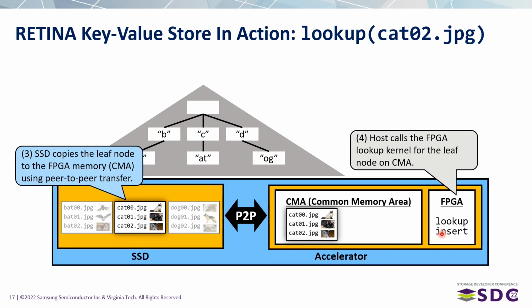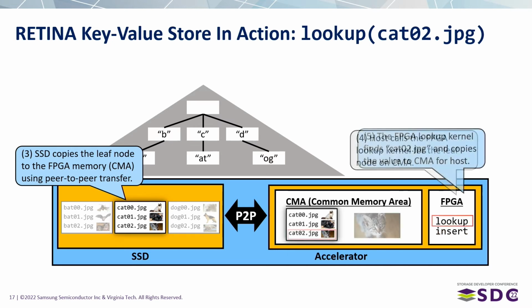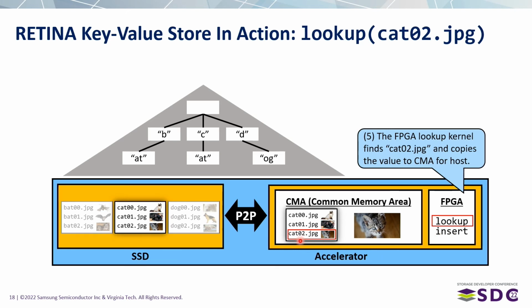As I told you, the data layer will be processed by the FPGA. So each data layer operation, such as a lookup within a B+ tree node, or an insert, update or scan against the B+ node, will be handled by the FPGA kernel. The FPGA lookup kernel will be triggered by the host CPU. Then the lookup kernel will find out that cat02.jpg is what the user wants, and the final result will be copied to the CMA memory region. And since the CMA memory region is a PCIe bar address, the CPU can actually fetch the data. So that's basically how the RETINA key value store works, right?